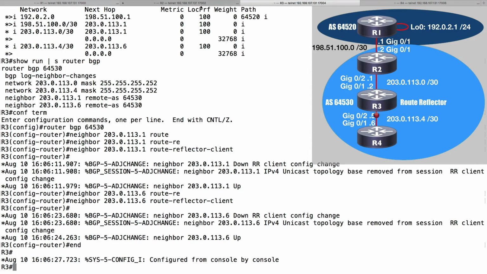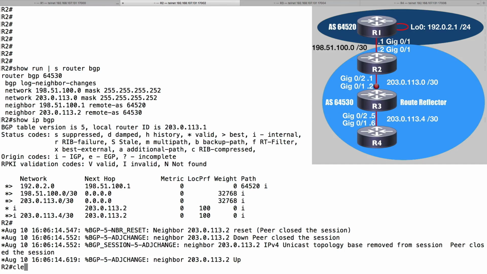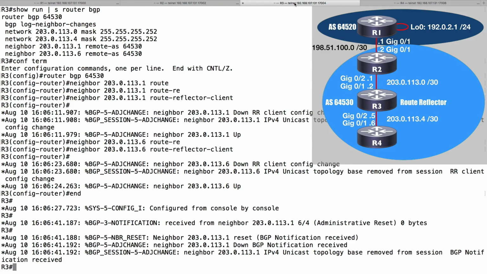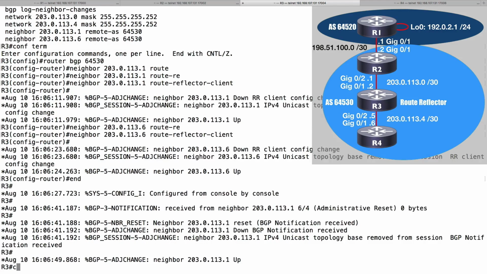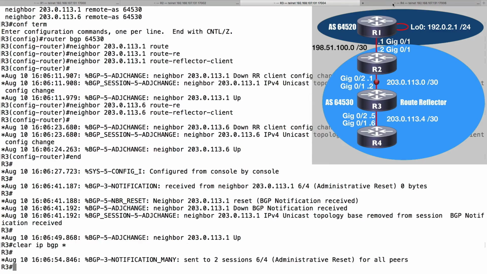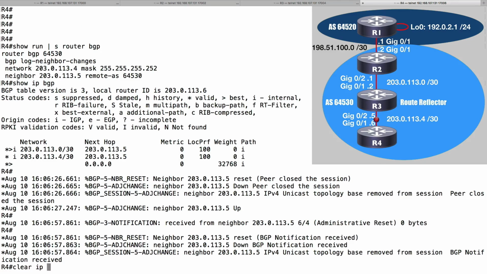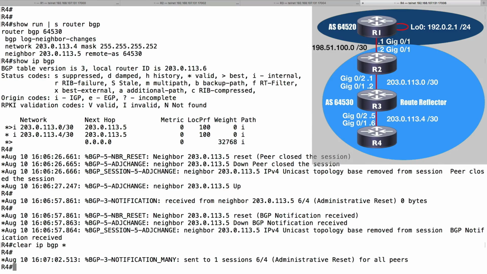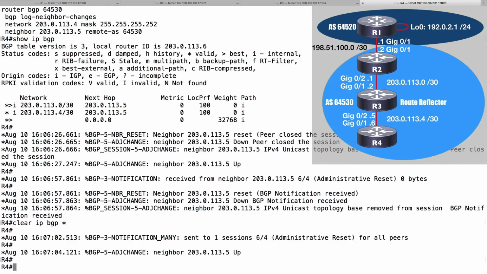And let's go to all the routers in this autonomous system and do a clear IP BGP star, just so we know we're not looking at information that we learned minutes ago. This is going to be updated information based on the change we just made. I'll do a clear IP BGP star. And let's go to R4 and I'll do a clear IP BGP star. We'll give it an opportunity to reestablish its neighborship. It looks like it has now.